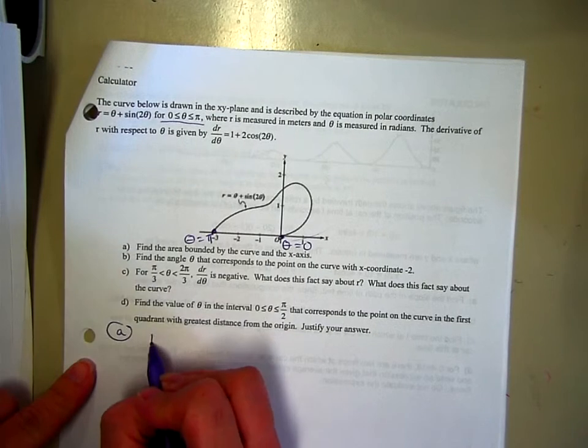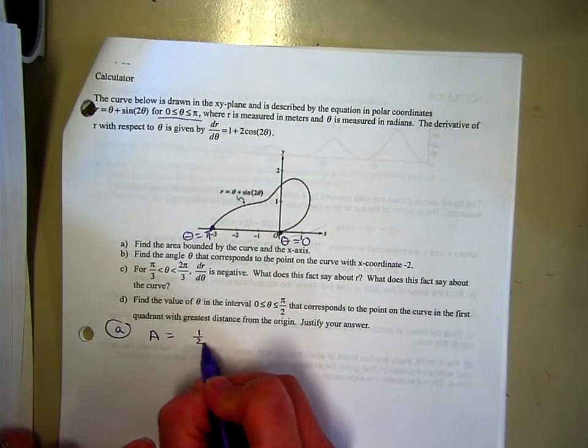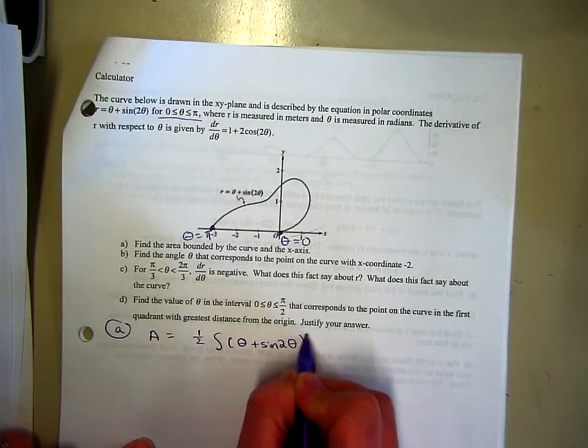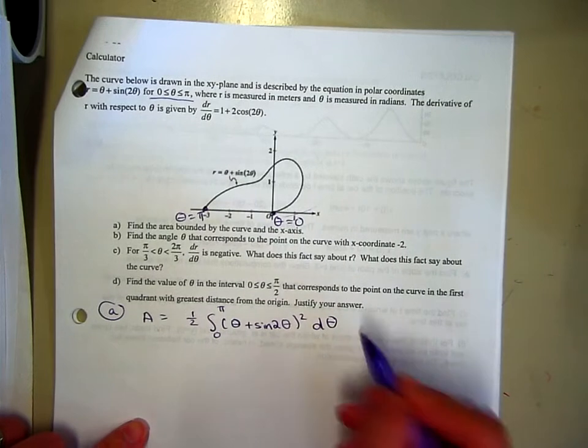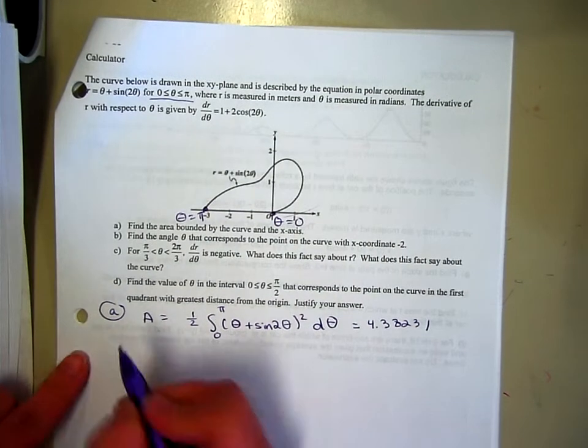So area of a polar is just 1/2 r squared d theta. So 1/2 r is given, squared d theta. The bounds are going to be from 0 to pi. Punch that on your calculator. You should get 4.38231.